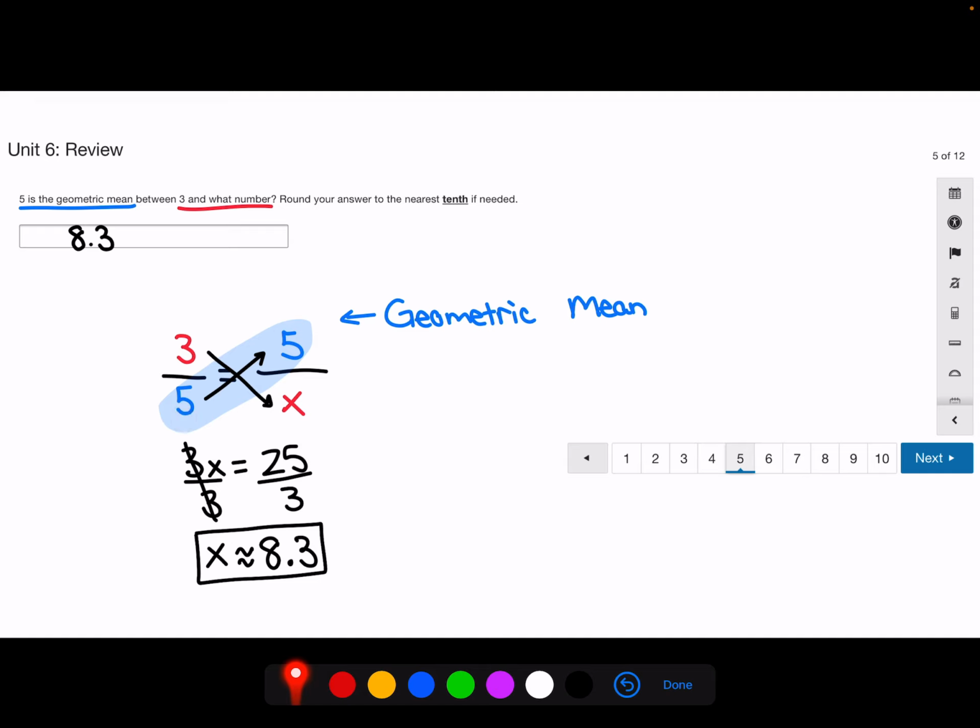Now again, if they tell us what the geometric mean is, then those two numbers will be the same. If they tell us to solve for the geometric mean, then those two numbers would be the same variable. So again, it's very dependent upon whether they tell us that we have the geometric mean or if we're solving for the geometric mean. And that's why this time these aren't variables, they're the number 5, because they tell us it's the geometric mean. All right, let's go ahead and move on to our next one.